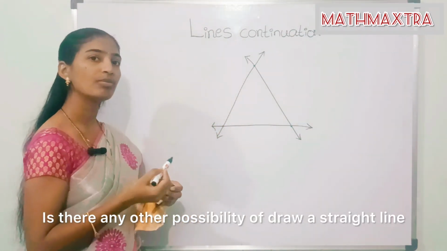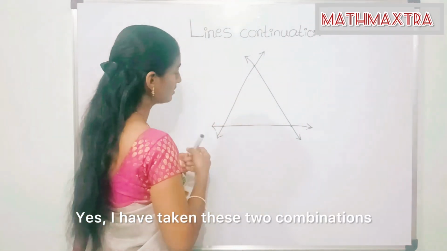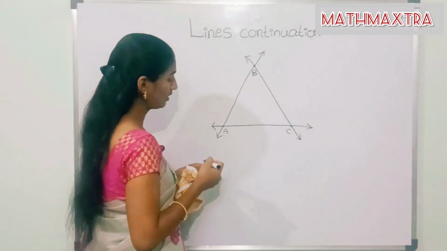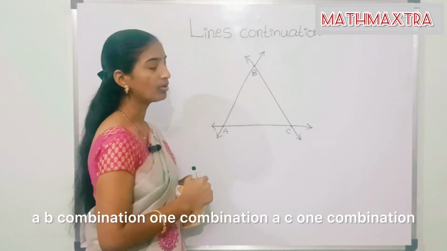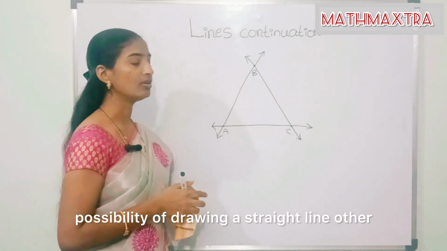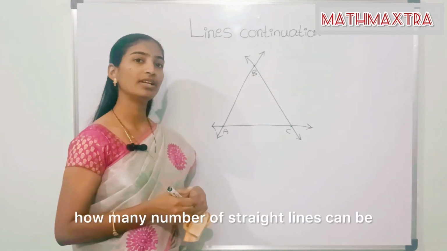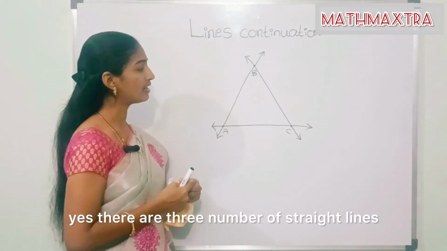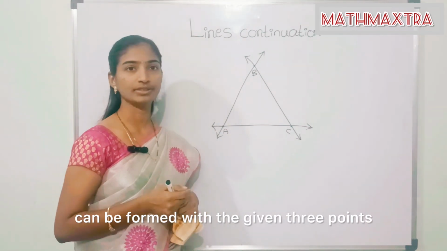Is there any other possibility of drawing a straight line? I have taken these combinations. These are points A, B, C. AB is one combination, AC is one combination, BC is one combination. There is no other possibility of drawing a straight line other than these three. So how many straight lines can be drawn with these 3 points? Yes, three straight lines can be formed with the given 3 points.